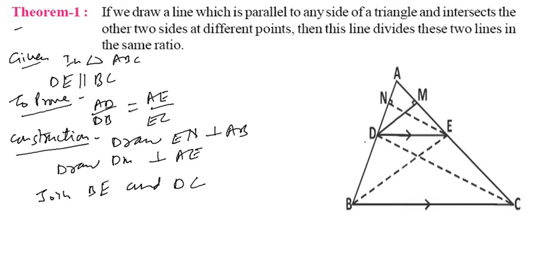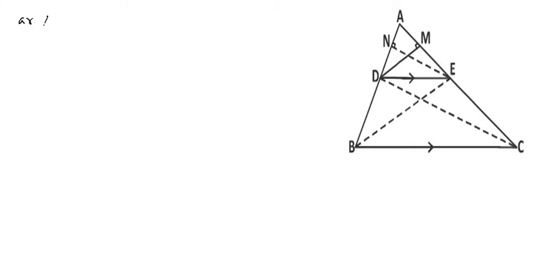Now we can take these triangles, similar triangles of this one, and then we can prove. So let us see on the next page. Let us start. First of all, area of triangle ADE upon area of triangle BED. It is half base into height. Base is AD and height is EN.